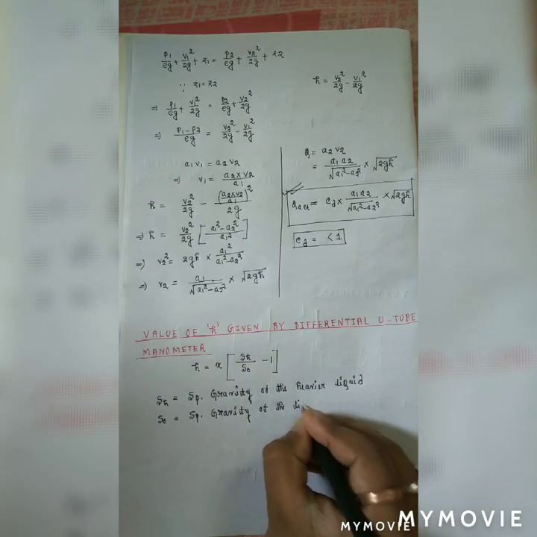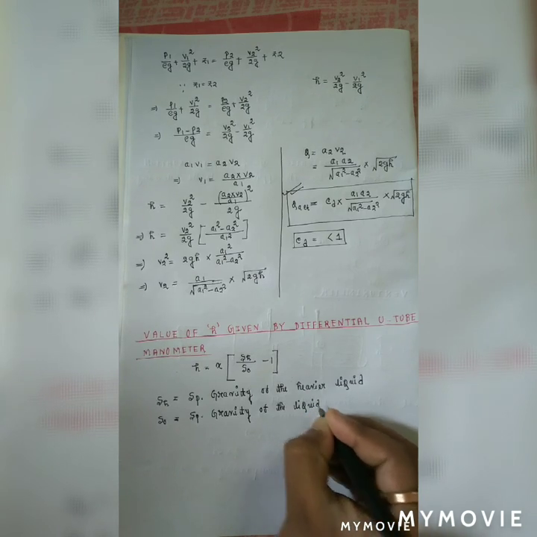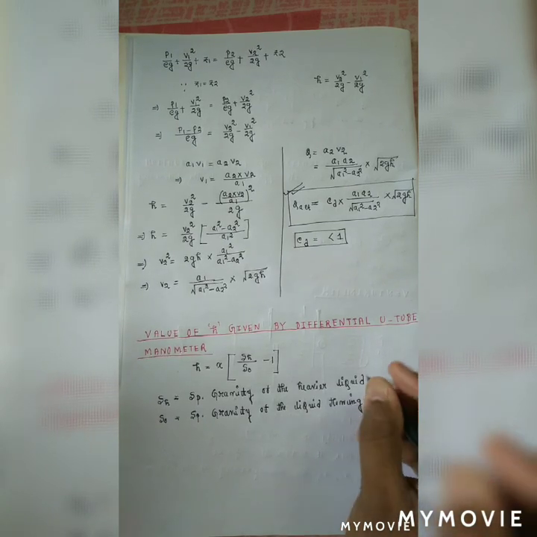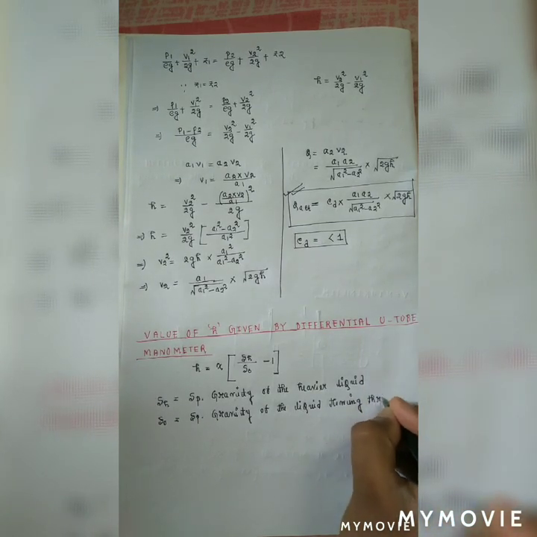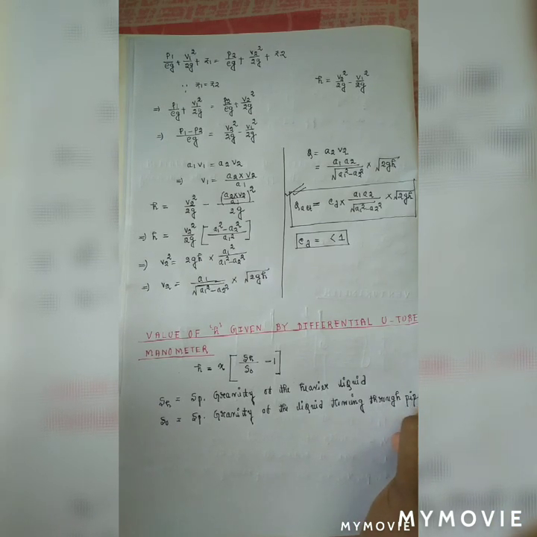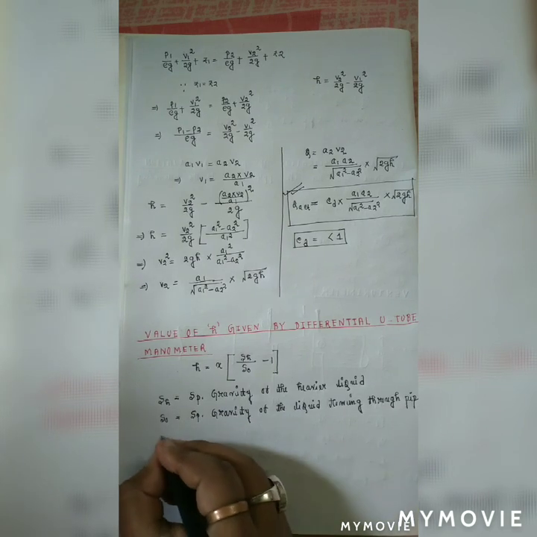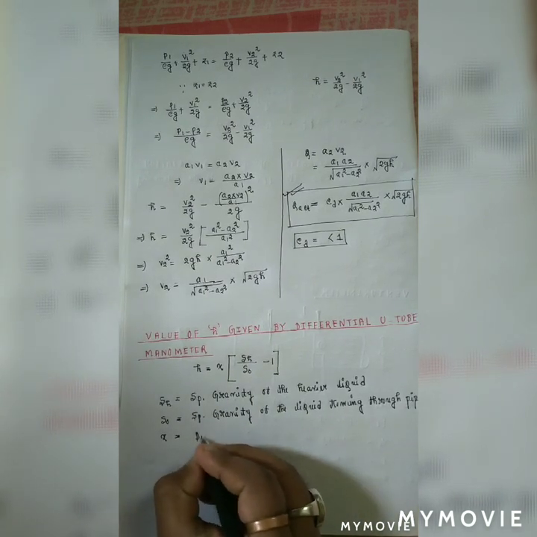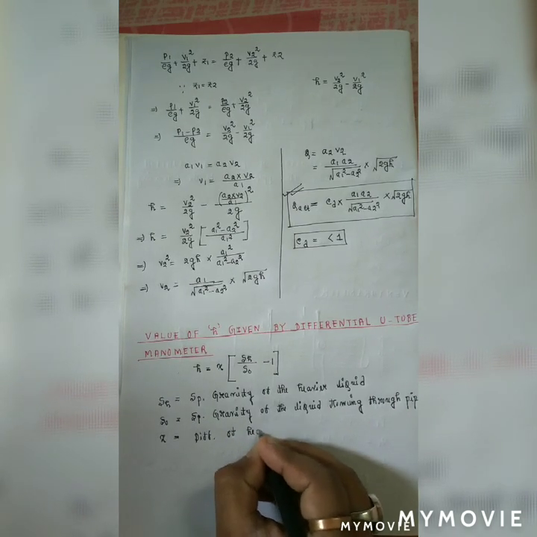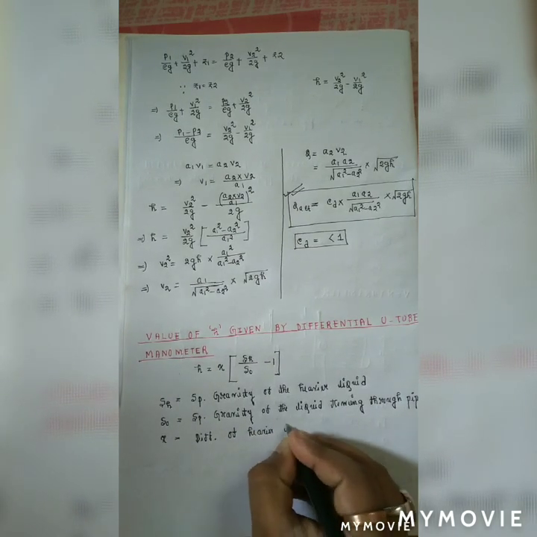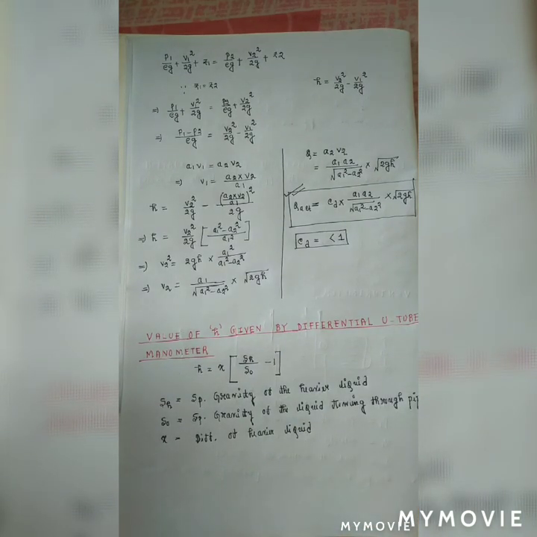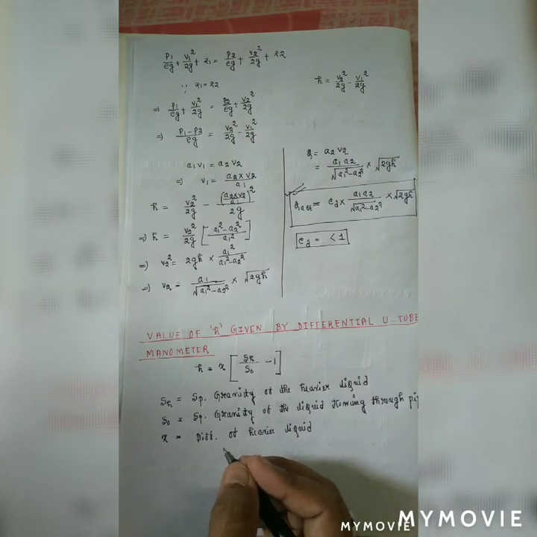Okay, and the last one is small x, that is the difference of the heavier liquid in the U-tube column. Small x is the difference of liquid level in the U-tube column.